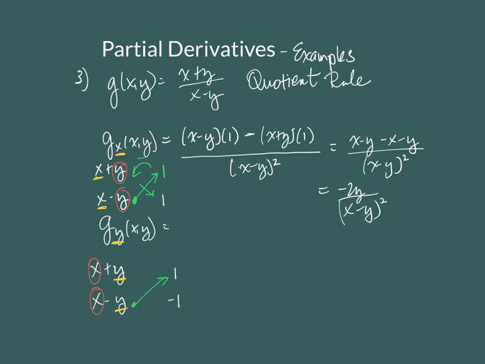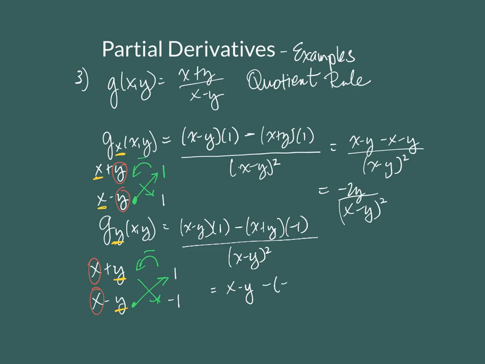So then the derivative, start down here, times that, minus the product of the other two. So bottom d top minus top d bottom all over bottom squared. And so this is x minus y minus negative x minus y all over x minus y squared. And this ends up being x plus x, so 2x, negative x plus y, so the y's will cancel, over x minus y squared.